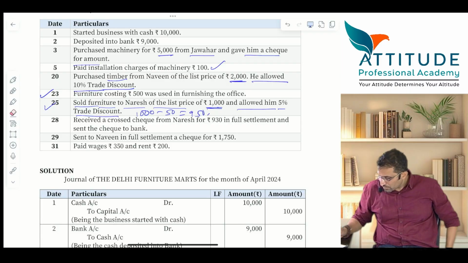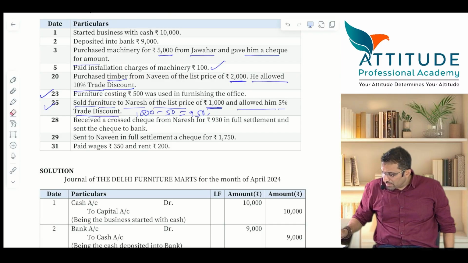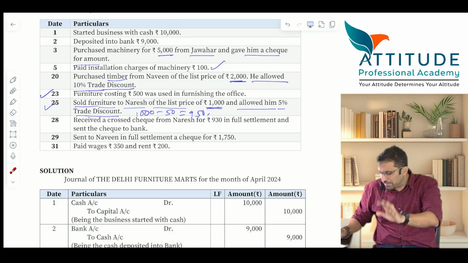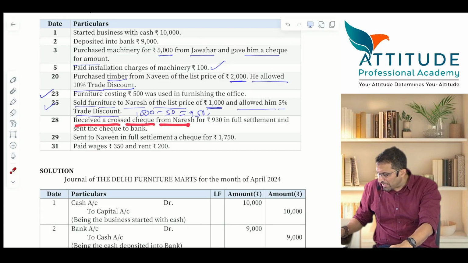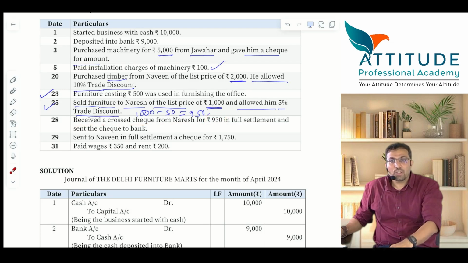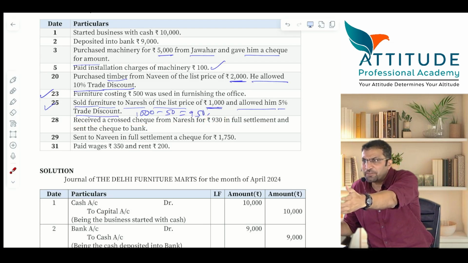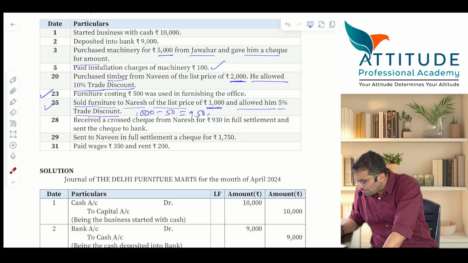Okay. Now, received a cross check. What is that cross check and all? I'll explain it to you later on. You assume it as a check. Received a cross check from Naresh. Rupees, how much? Sir, you have sold the goods to Naresh for 950, no? So you have to receive 950. But are you receiving 950 or less? In full settlement, and send the check to the bank.